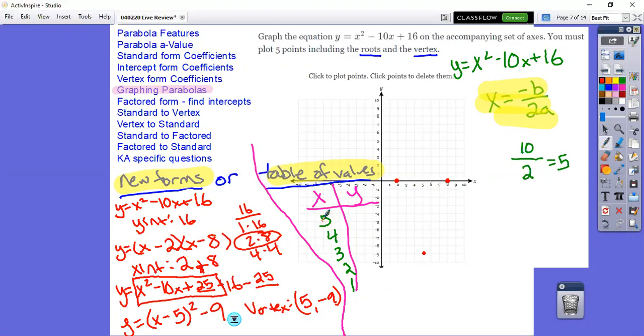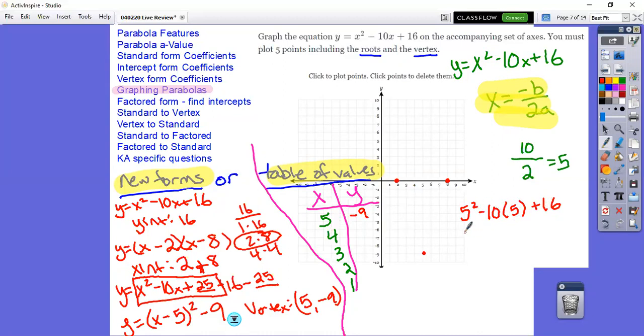Okay, once you've done that, all you do is plug this number into the equation and solve. I'm going to use a calculator to do this one, but I'm going to do 5 squared minus 10 times 5 plus 16. Again, all I did right here was put the x value of 5 in for each of these x's, okay? Then I'm going to solve this, and that's going to come out to negative 9. Again, you would use a calculator for this.